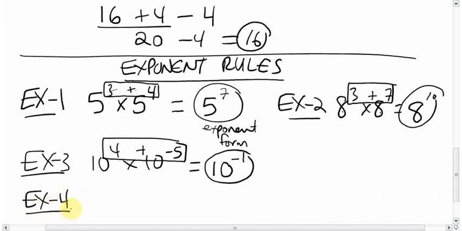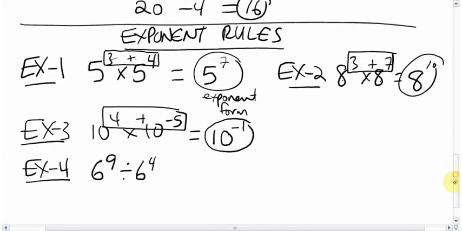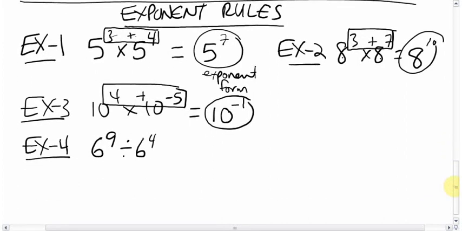You can also do this with dividing. You might have 6 to the power 9 divided by 6 to the power 4. In this case, when you're dividing and you have the bases the same, what you do with the exponents is you subtract them. So it's going to be 6 to the power 5.